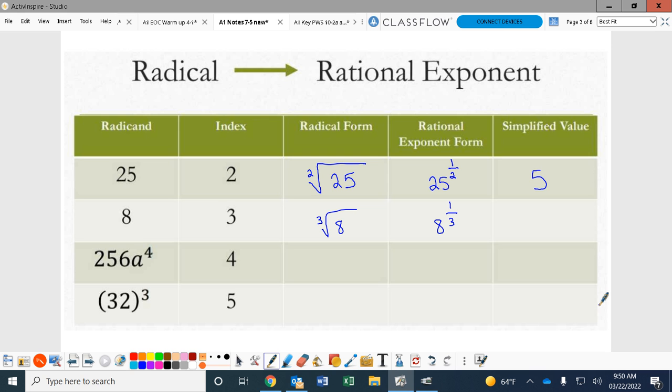The one on the outside goes on the bottom, guys. And then type it. You have a calculator, do it. 8, power button, 1 fraction button 3 equals. What's it equal? 2. Perfect.